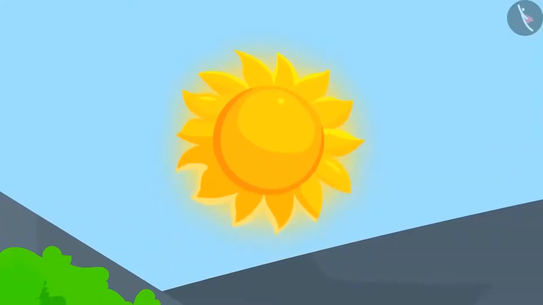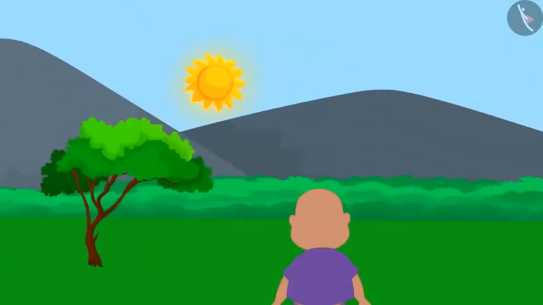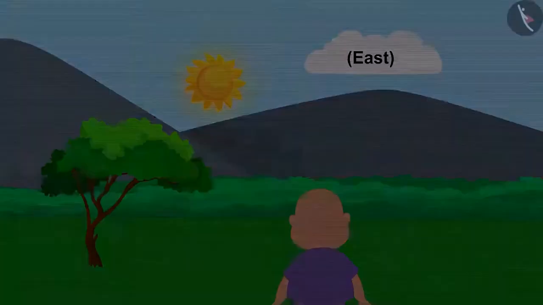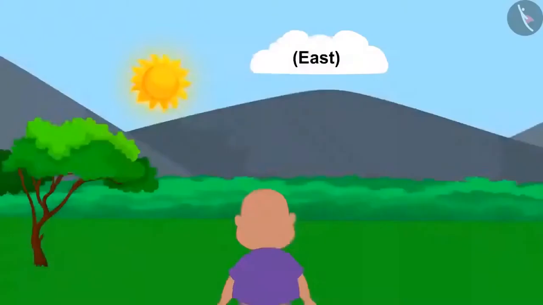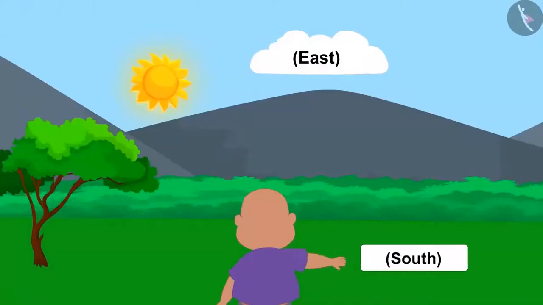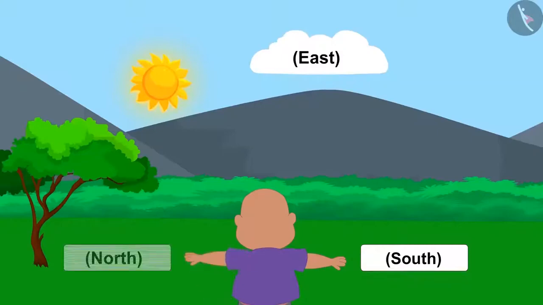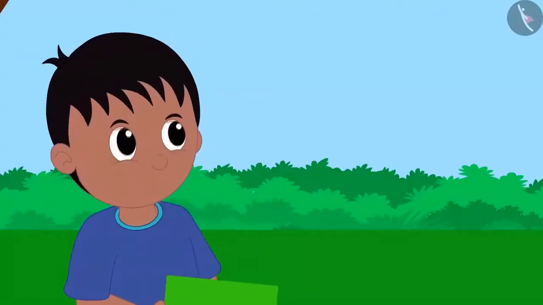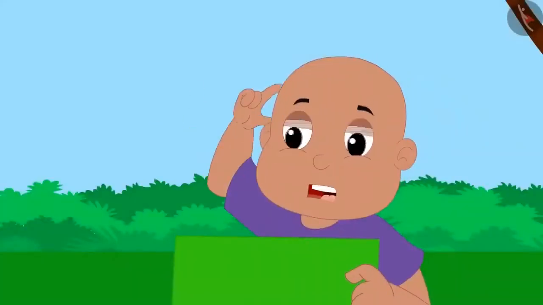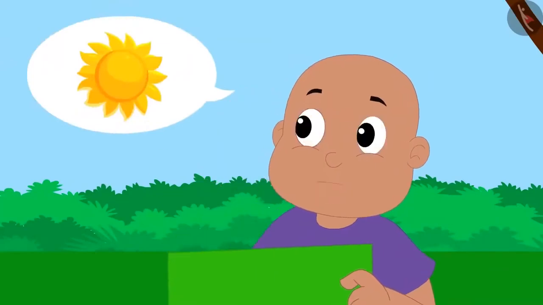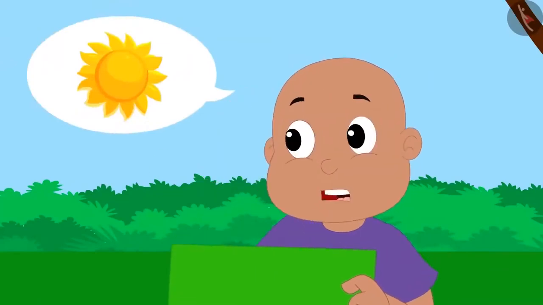This is very easy. Suppose you are looking at the direction where the sun rises. So you are looking towards the east direction. West will be towards your back. South would be towards your right hand. And the north would be towards your left hand. But Raju, there is no sun shown on this map. Then how did you recognize the directions?